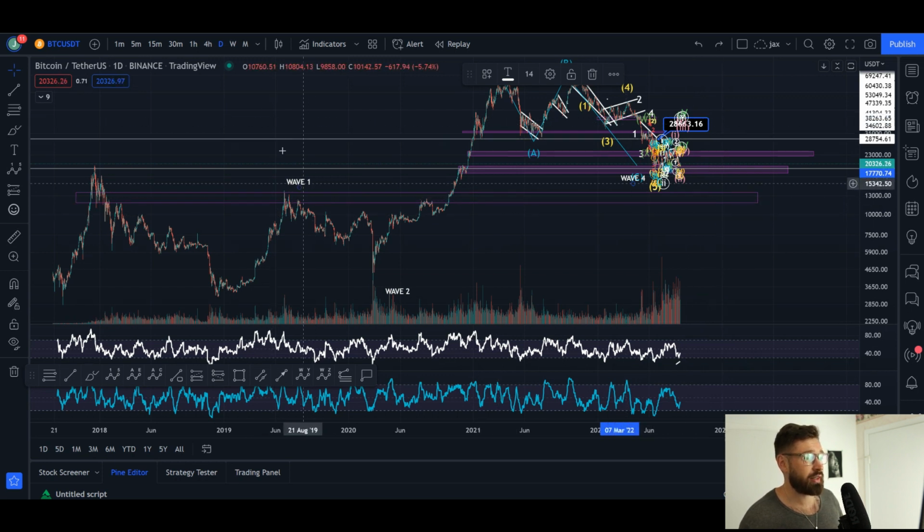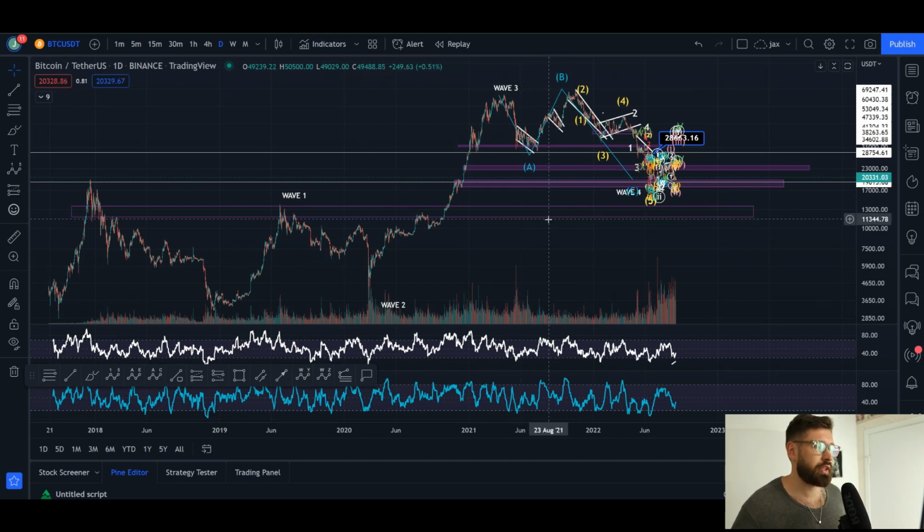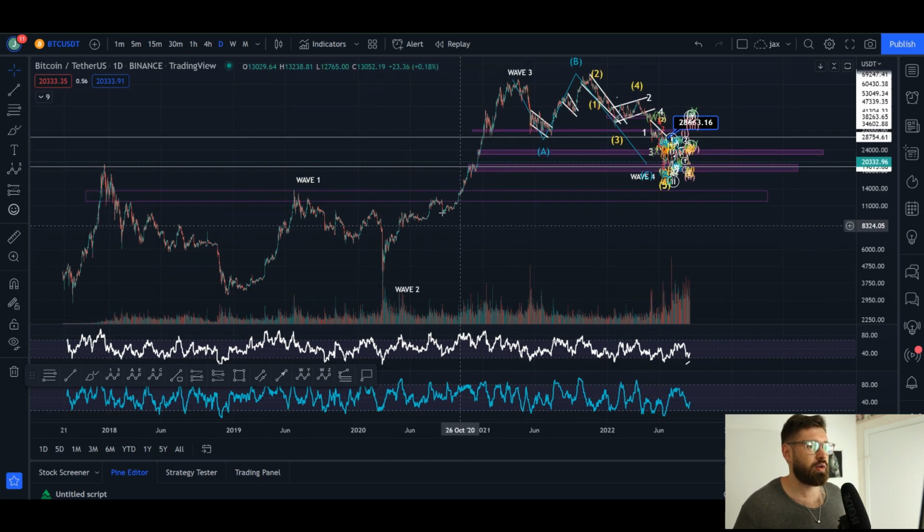Because if we break that, then we invalidate this massive wave count. Potentially we'd have to look for a different count, but I don't think it's likely. I think this count will be accurate. We may bottom out at 14, 15, 16k. But I think at least 14 to 15k, we definitely might come back to retest this level of support. But we'll have to see what happens here for BTC.